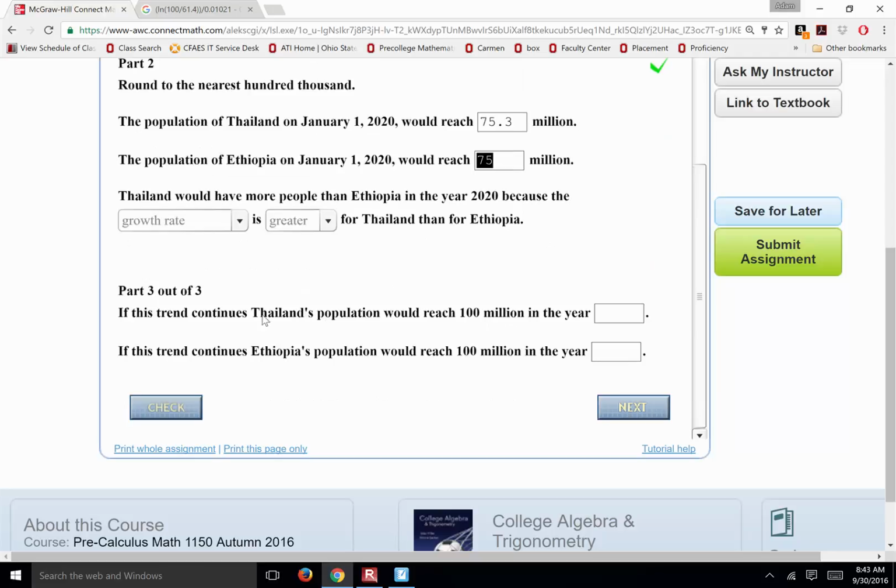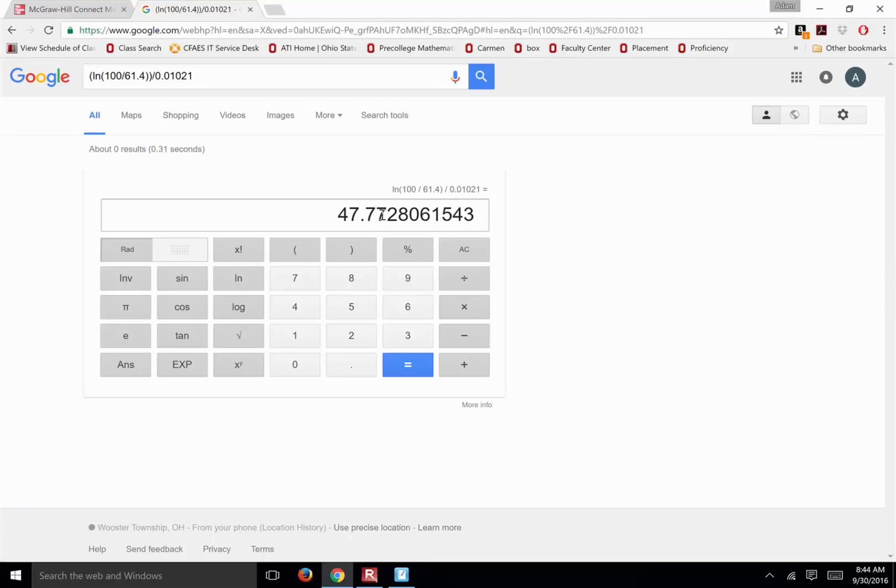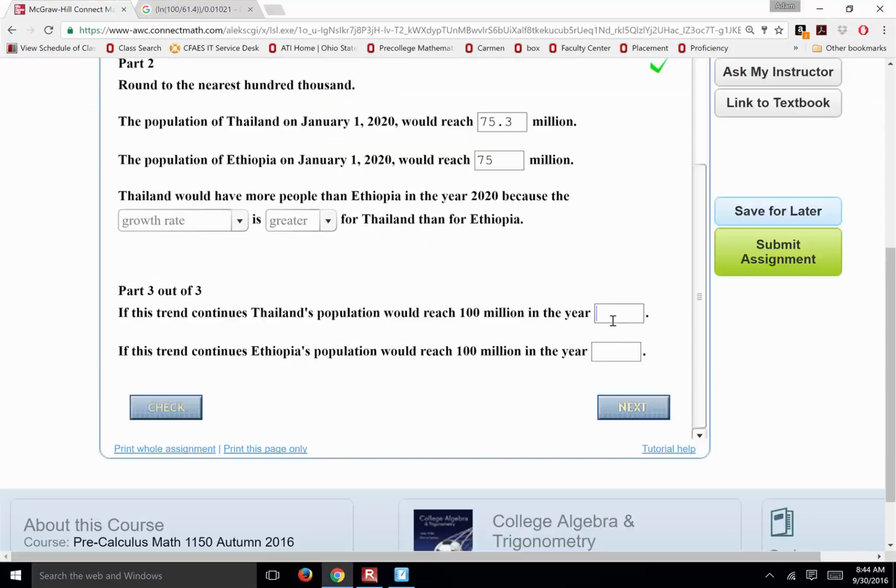Okay, what is the precision amount? They say just year, in the year, so we want to go with the whole year. So what is the whole year amount? 47.77. We round it to the whole year, it's going to make 48. This is 48, right?